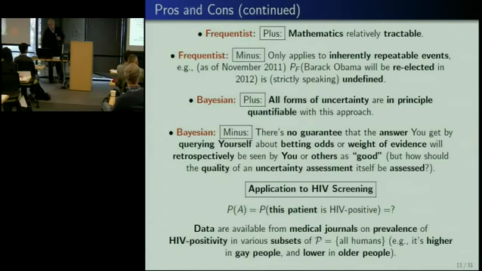All right, well, let's try applying this idea to the HIV screening case study. Again, A is the true-false proposition that this patient is HIV positive, and we want to know what P of A is. We actually do have background information. We have data available from medical journals on the prevalence of HIV positivity in various subsets of the population of all humans. For example, it's higher in gay people, it's lower in older people. There's various other relevant factors. As statisticians, we would call those variables covariates or predictor variables.